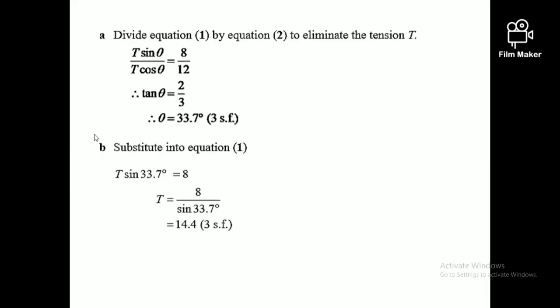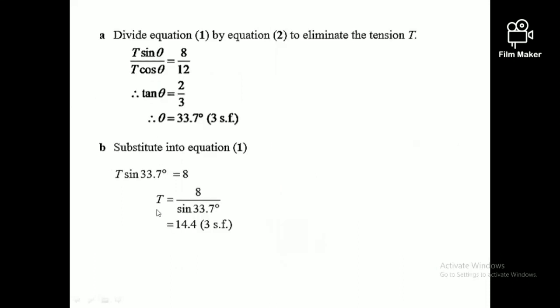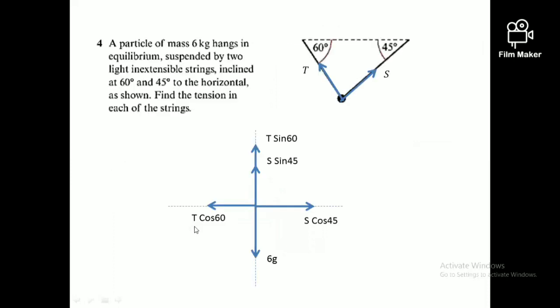Then after that, we can substitute this 33.7 in our first equation. Then T sin 33.7 equals 8, so T is equal to 8 divided by sin 33.7. You can obtain the answer as 14.4 newtons. I hope you can understand the situation and how I obtained this answer in this question.